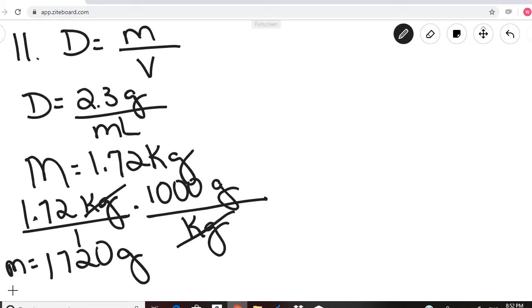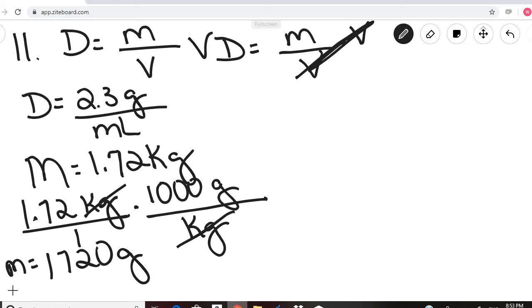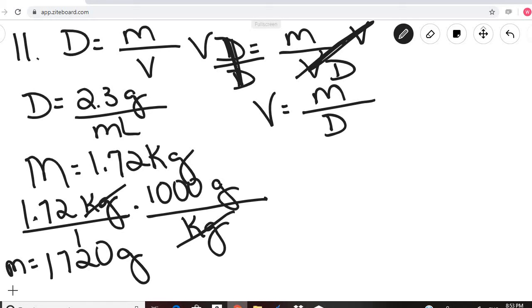Okay, so density equals mass divided by volume. We need to get volume by itself. So multiply both sides by volume. That gets that over there. And then divide both sides by density. So that gets rid of density over here. So volume is equal to the mass divided by the density.